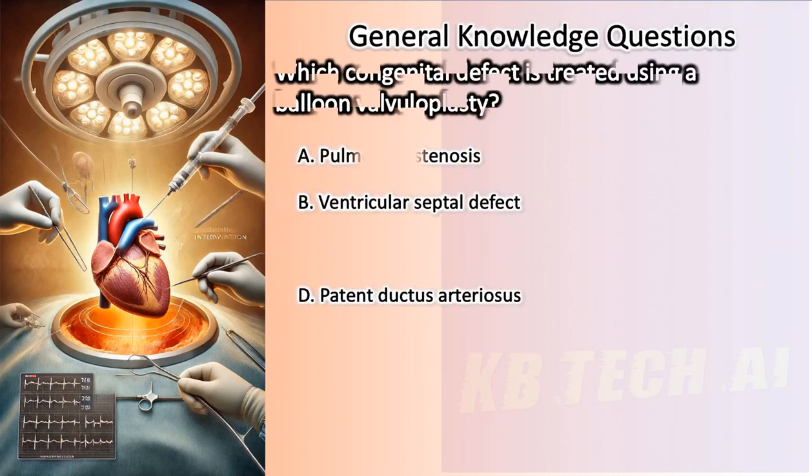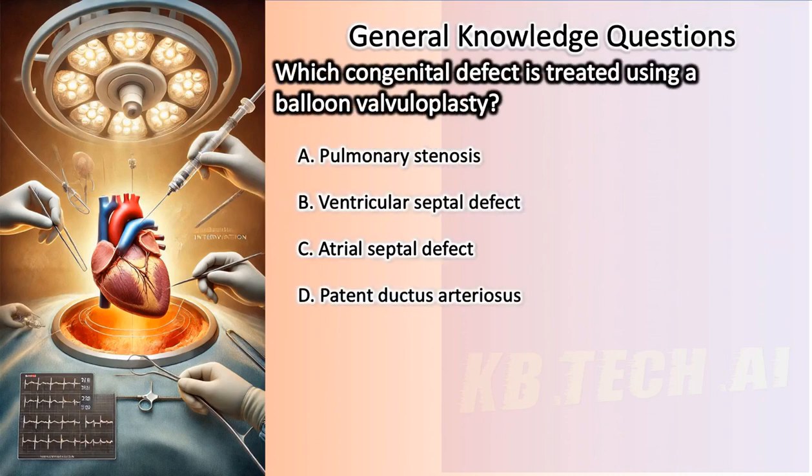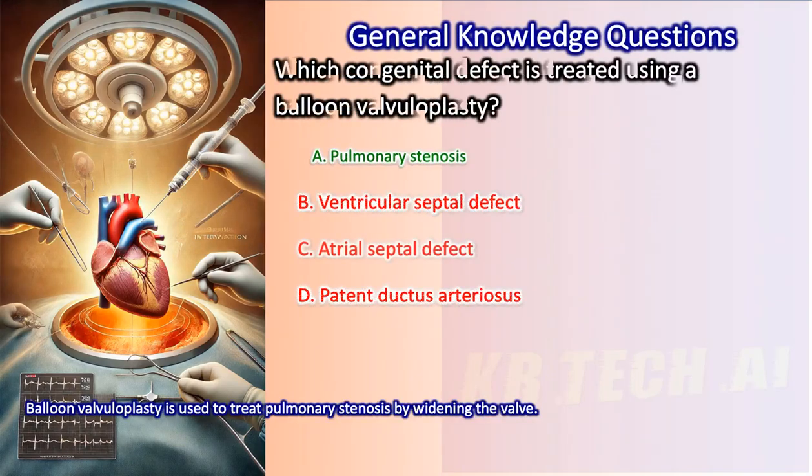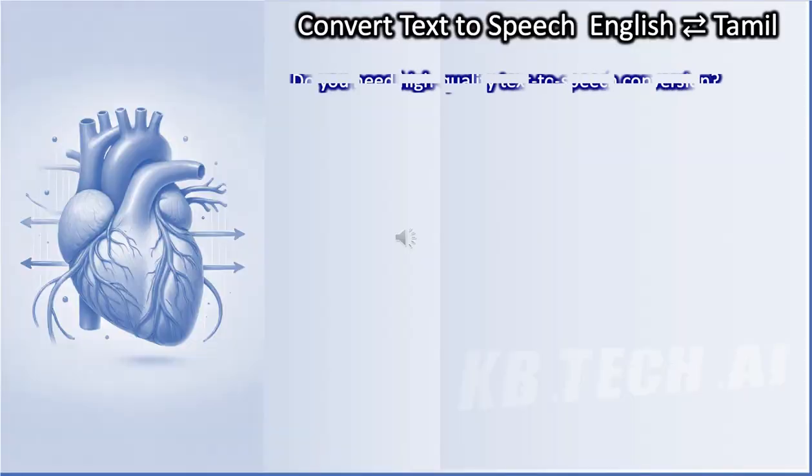Which congenital defect is treated using a balloon valvuloplasty? Option 1, pulmonary stenosis. Option 2, ventricular septal defect. Option 3, atrial septal defect. Option 4, patent ductus arteriosus. The answer is option 1, pulmonary stenosis.